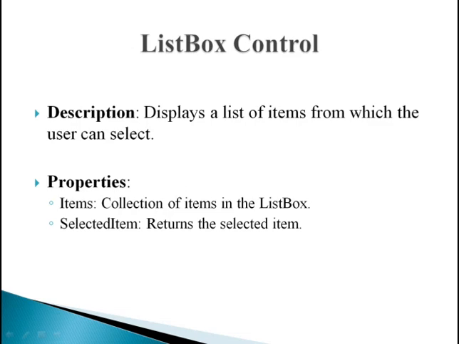The second one is selected item. The selected item property returns the currently selected item in the list box. This is used to get the selected item's value or index, or perform actions based on the selected item. Through this, developers can create custom list boxes which display a collection of items, allowing users to select one or more items and perform actions based on their selections.